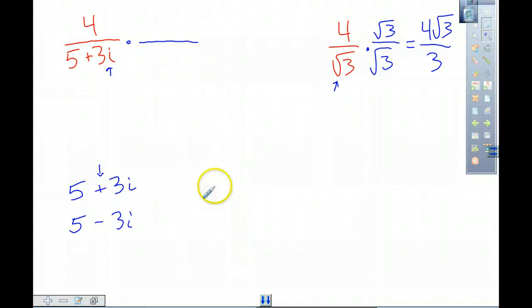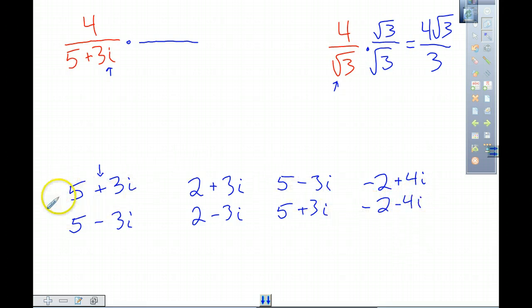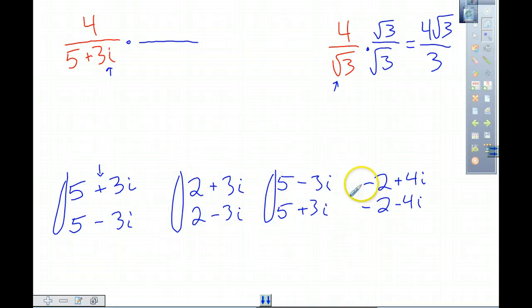So before we go back to the problem, let's just practice. What's the conjugate of 2 plus 3i? Minus 3i. What's the conjugate of 5 minus 3i? Plus 3i. And what about negative 2 plus 4i? Negative 2 minus 4i. So notice how I don't care about the sign up here. It doesn't change. It's just changing that middle sign.